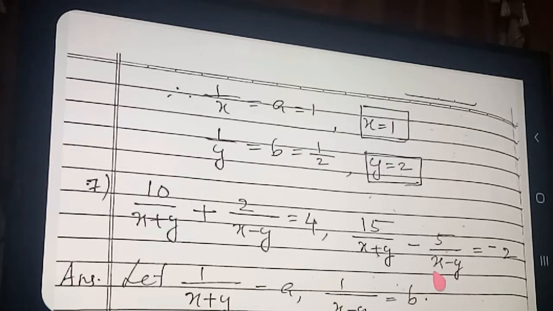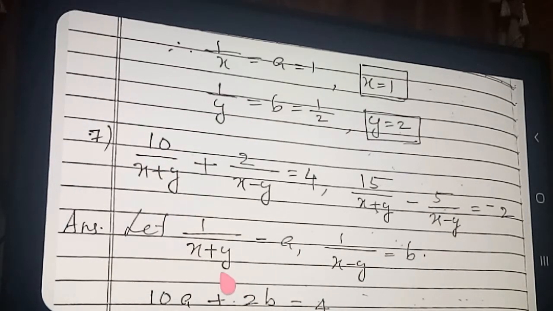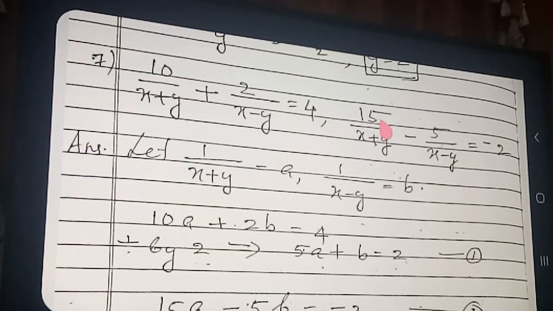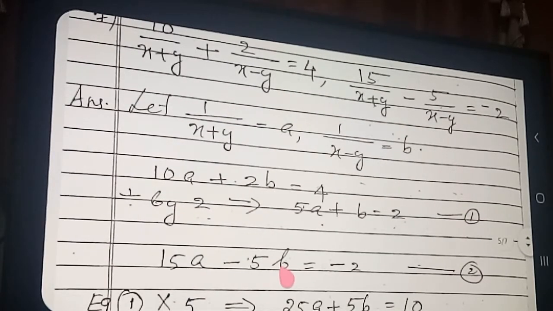Therefore, those terms you give as a and b. 1 by x plus y is equal to a. 1 by x minus y is equal to b. Okay. Can you give the value? Here give 1 by x plus y together as a. So how will the equation become? 10a plus 2b is equal to 4. Clear now? Here also give 1 by x plus y as a. So 15a minus 5b is equal to minus 2.